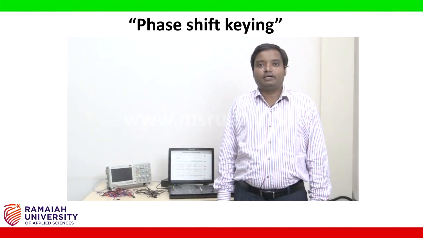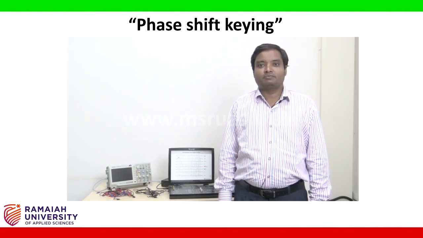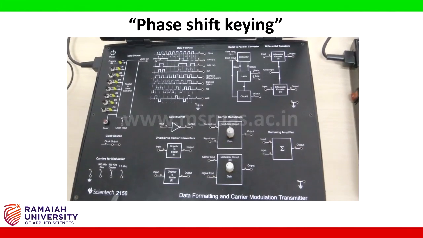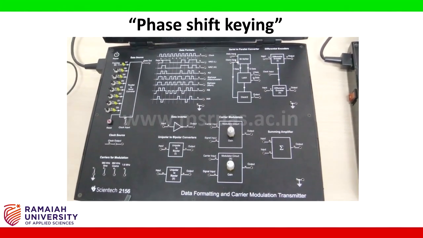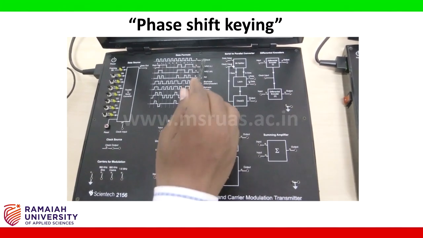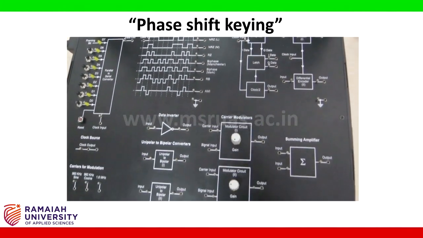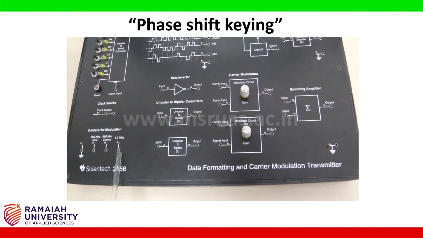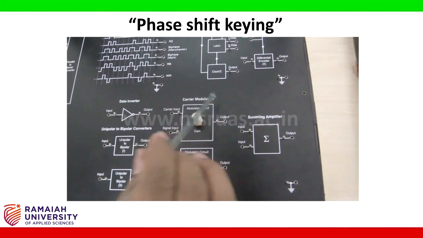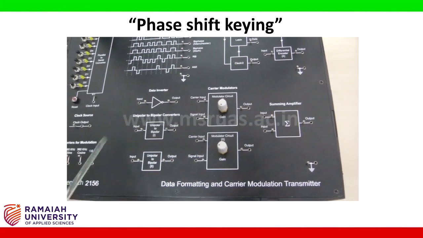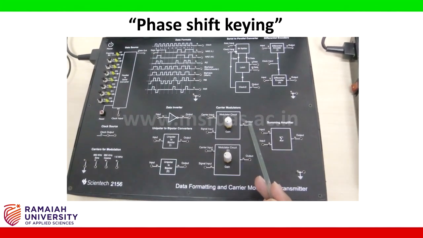Hi students, current experiment is phase shift keying, modulation and demodulation. For this experiment, we require 2156 2157 board. Syntec 2156 board contains different line coding schemes. We choose NRZL, and this is the carrier frequency 1.6 megahertz for the phase shift keying modulation we are choosing. Using the carrier modulator, we are multiplying the carrier signal and the data signal such that we are going to get the phase shift keying modulated signal.